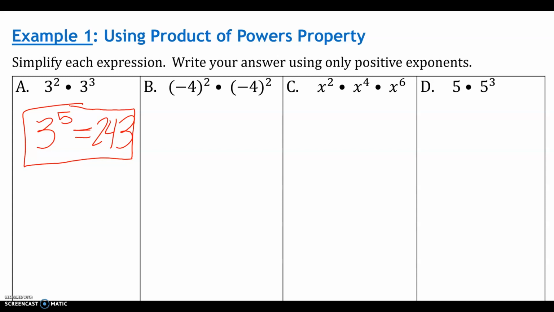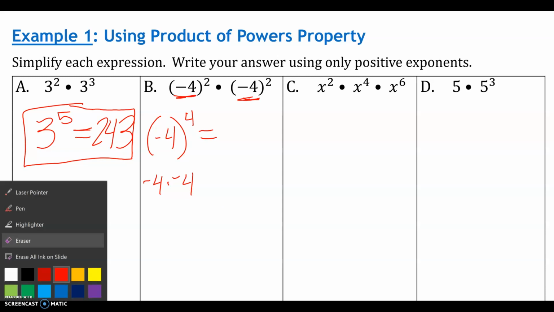So let's look at letter B. Notice there are parentheses. That's going to be key. So the bases are the same, -4, -4. And it looks like we need to add these because it's multiplication. So you're going to get -4 to the 4th power. Now I'm going to show the work down here. This -4 means you're doing it 4 times.